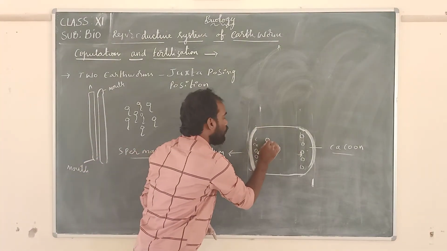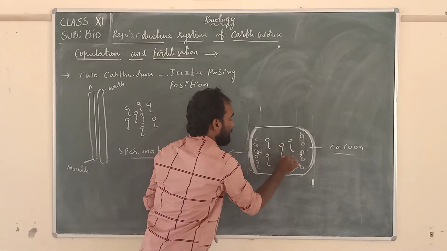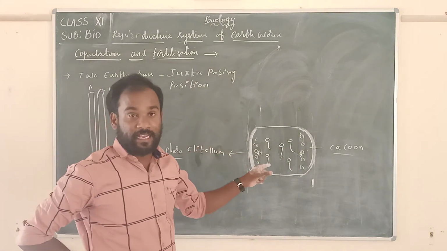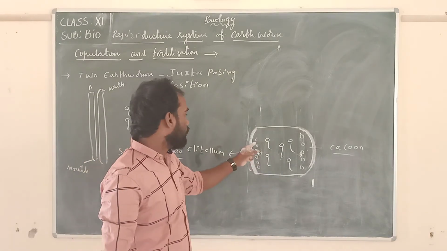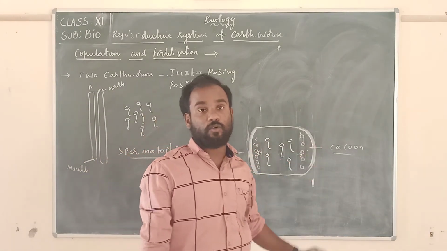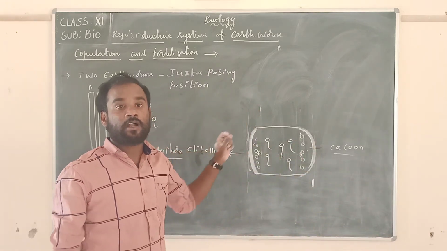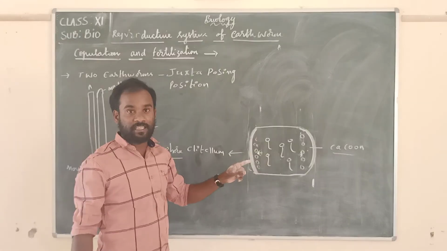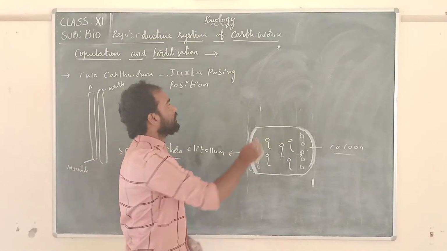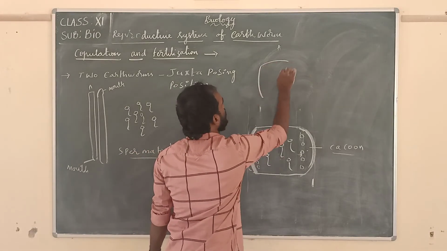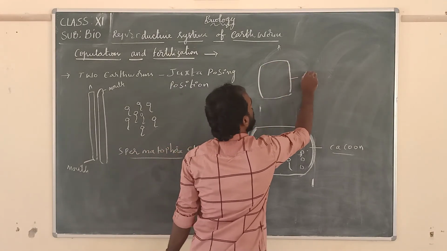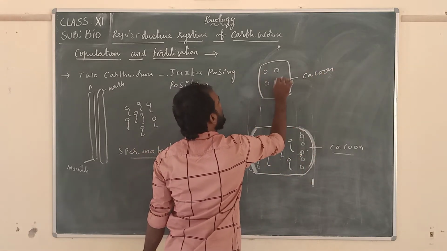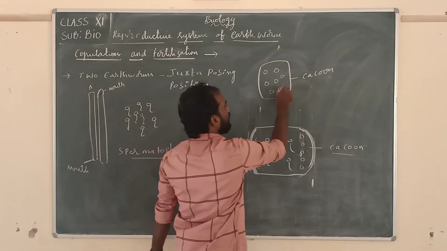Now in that cocoon, who will be there? Eggs and sperms will be there. Now fertilization takes place in the cocoon. Here the eggs and sperms fuse with each other and form the zygote. The zygote develops into embryos. So this is the cocoon, and in this cocoon, embryos will be there. How many embryos will be there?